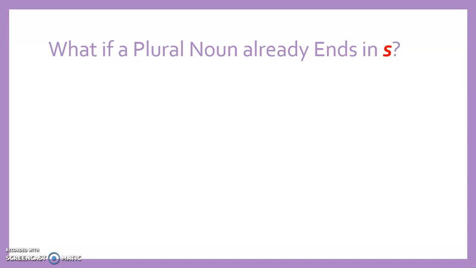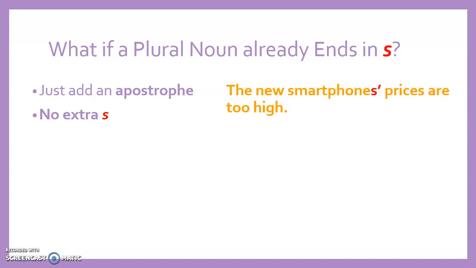For example, what about plural nouns? Almost all of them in English, or at least many of them, end in s. So would we add apostrophe s and go, is this like snakes? Nope, we just add an apostrophe. No extra s is needed. So let's show a couple examples. The new smartphones' prices are too high. So here we have a plural noun, smartphones, and they possess prices. And to show that possession, we just add the apostrophe after that s. No extra s comes afterward.